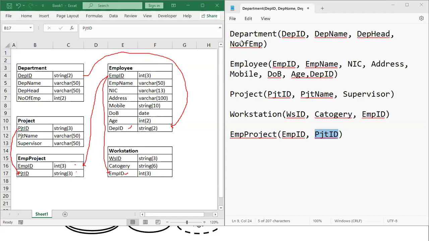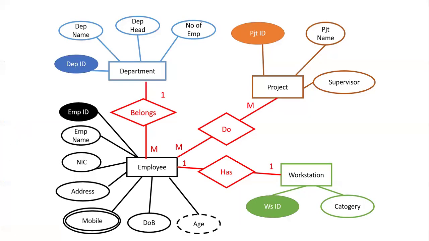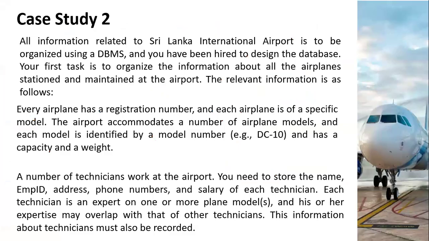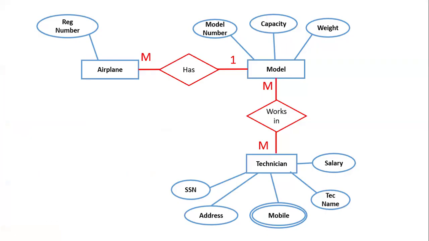Okay, now let's move to the next one. Next case, that is also a familiar one. We already designed the database using ER diagrams for the airport case as well. So I'll show you the ER diagram. So it's a simple one. Please try to develop the logical design with the data types by yourself. I'll give you some time.